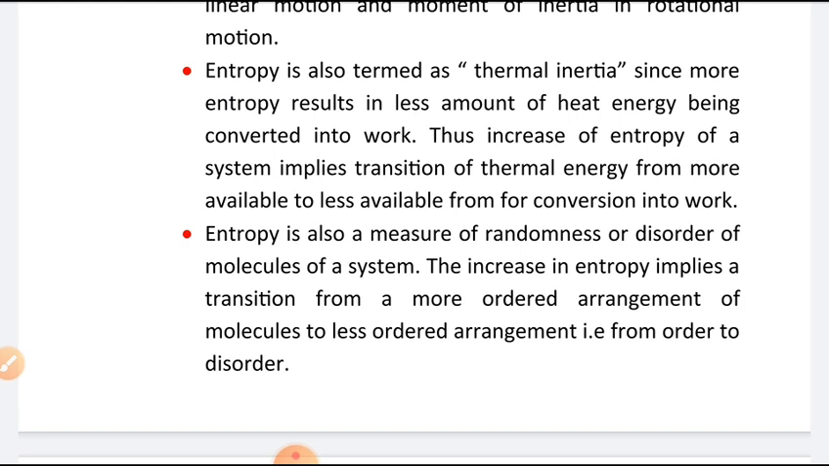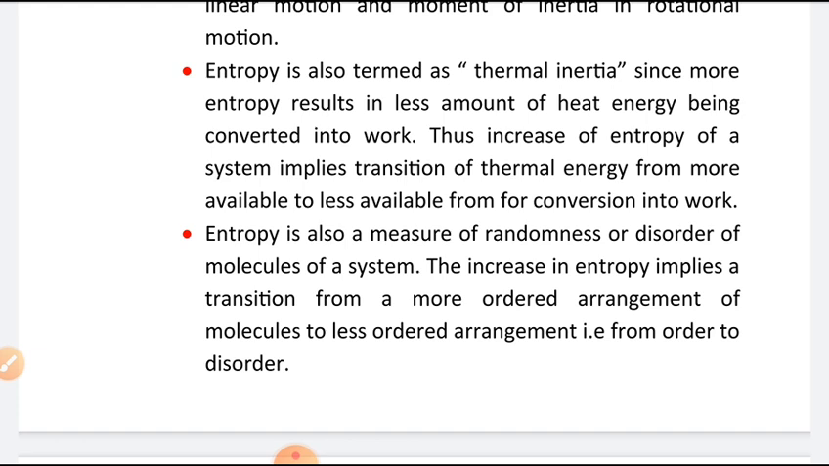You have to put this concept in your mind: entropy is nothing but disorder. For example, when water is converted into ice, what happens there? The atoms are arranged in regular order in ice compared to water. In water, atoms or molecules are moving randomly. So when water is converted into ice, entropy is decreased. That means it goes from a disordered state to an ordered state, and the entropy is decreasing.